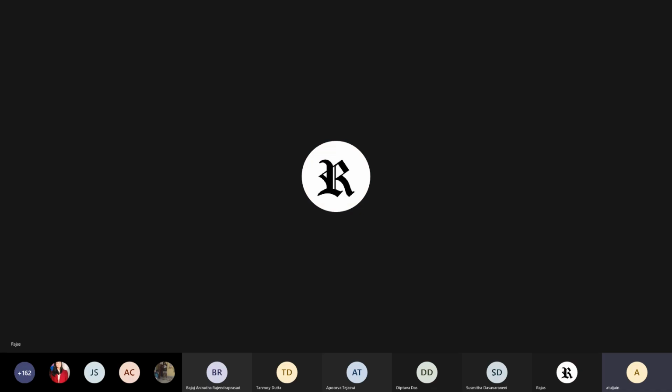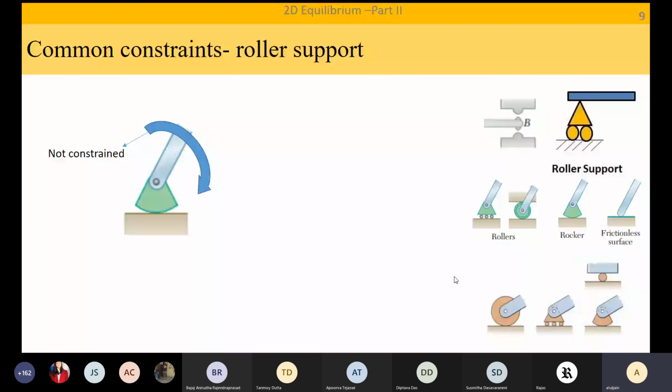Similarly, bodies will also behave. There is going to be a reaction force where there is a constraint. If a body is allowed to rotate, no problem. If it is not allowed to rotate, then there is a constraint. So there is a moment reaction.